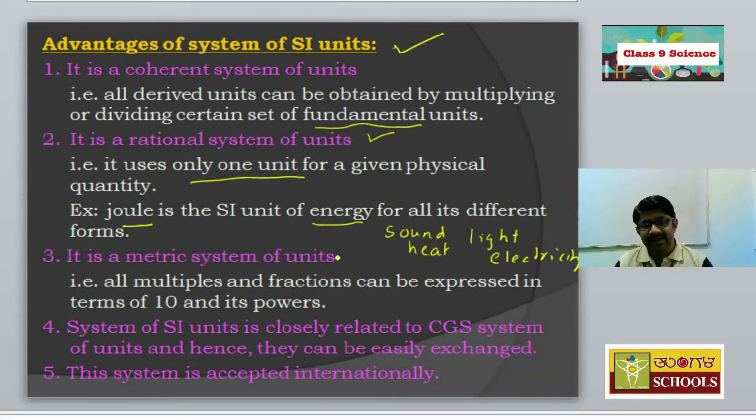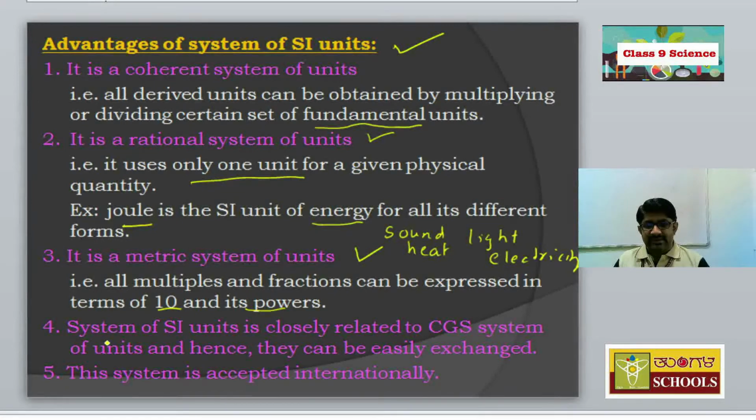Third one, it is a metric system of units. All multiples and fractions can be expressed in terms of 10 and its powers. So we are expressing multiples and fractions in terms of 10 and its powers. That's why it is a metric system of units.